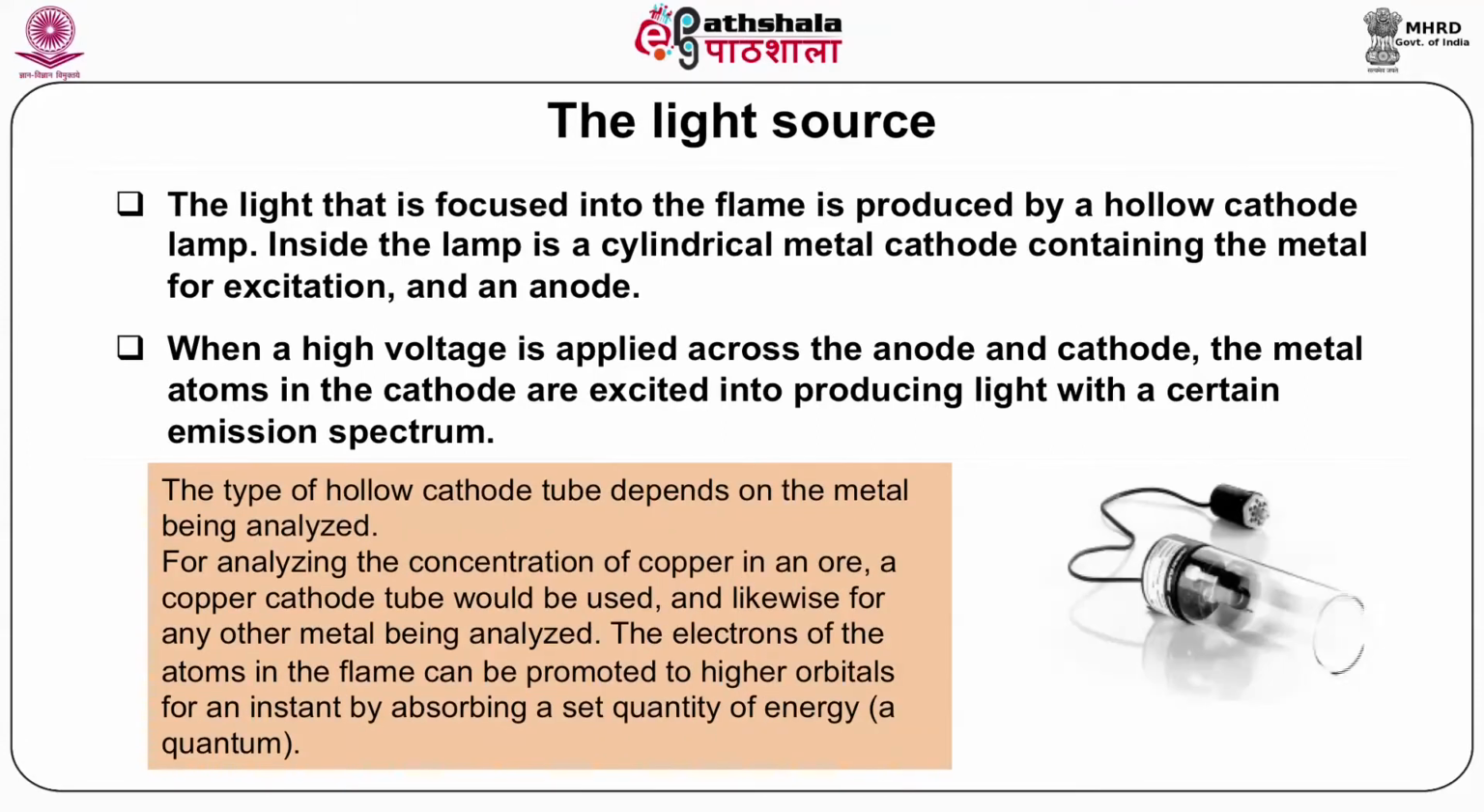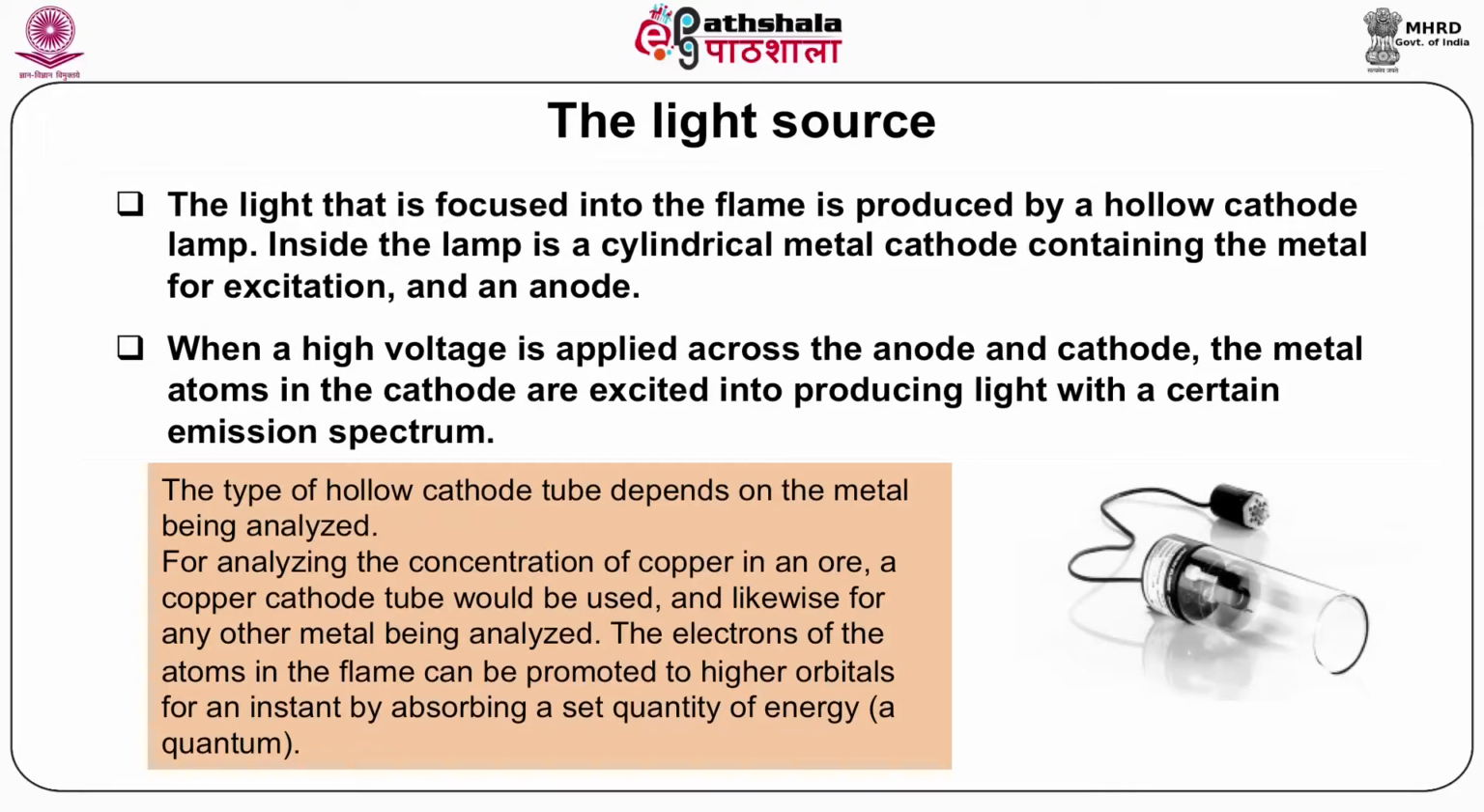The type of hollow cathode tube depends on the metal being analyzed. For analyzing the concentration of copper in an ore, a copper cathode tube would be used, and likewise for any metal being analyzed. The electrons of the atoms in the flame can be promoted to a higher orbital for an instant by absorbing a set quantity of energy, that is the quantum.